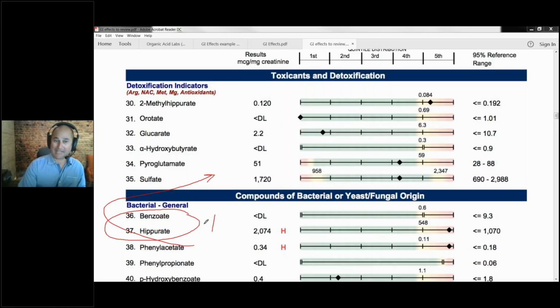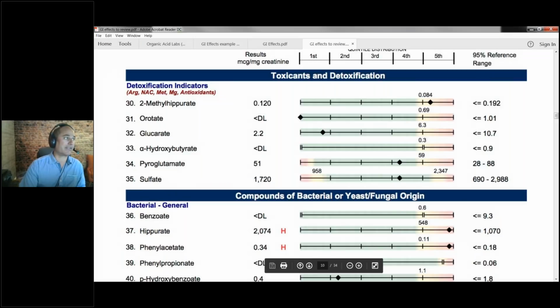So you just write that down somewhere in a notebook or whatever. Benzoate high, hippurate normal or low means that you are having a problem with the liver. So you can use these GI markers to also track liver detox capacity. Okay, kind of handy.